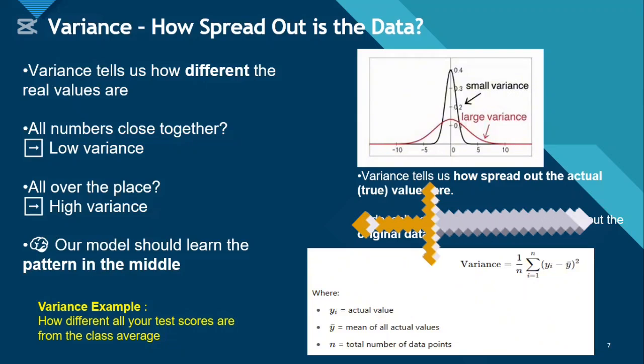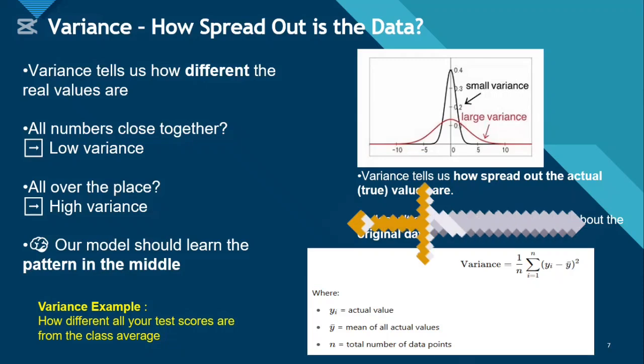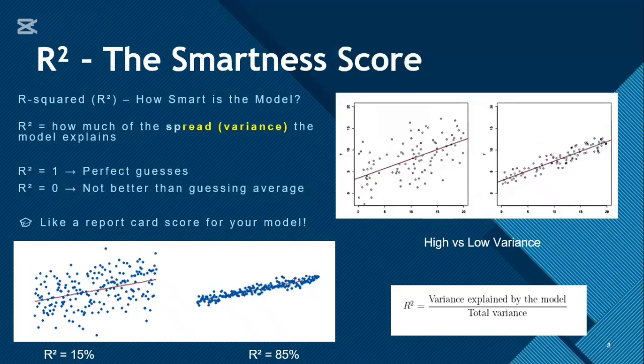But if there is more variance, somebody's scoring a 2, someone is scoring a 5, or lots of 8s, or lots of 3s, the data is spread out. The marks have a lot of variance. R square is the smartness score. R square tells us how much variance there is in the model.